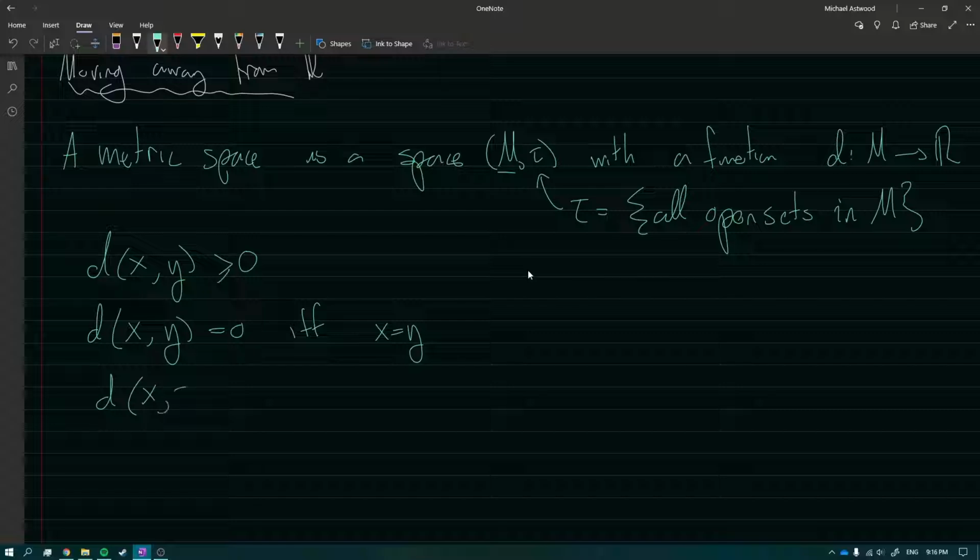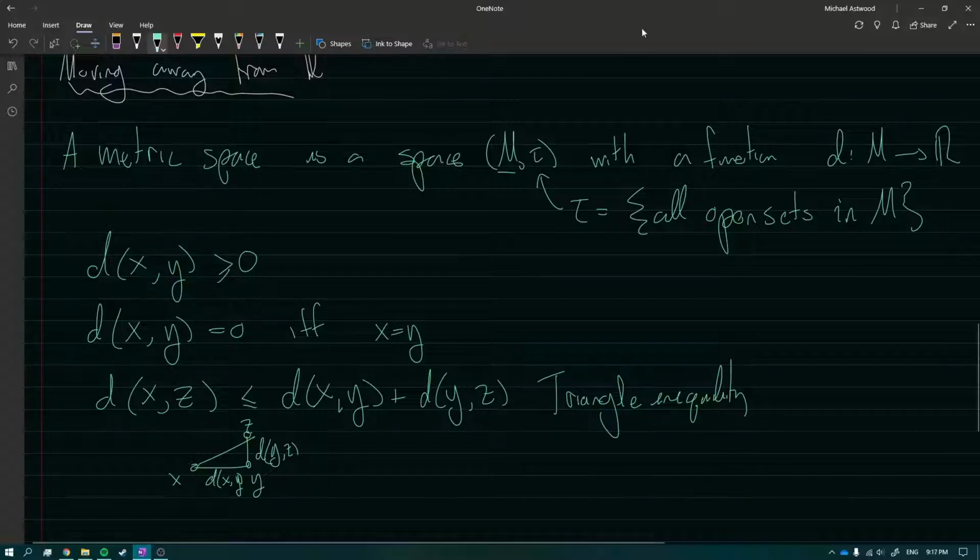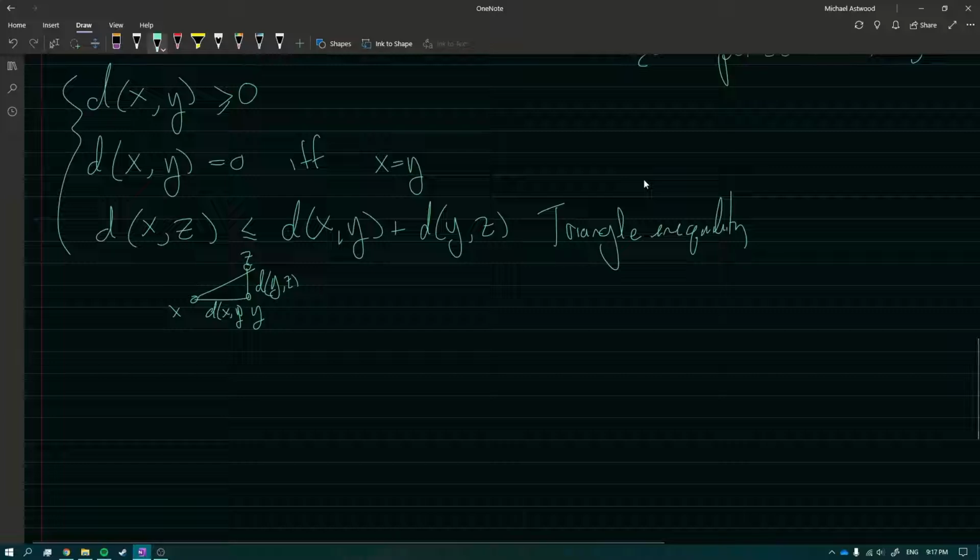So finally, it has to have the triangle inequality property as well. So d of x comma z. We can view this in this way. If you've got 3 points x, y, and z, the distance between x and z has got to be less than or equal to the distance between x and y plus the distance between y and z. So this is called the triangle inequality. So we saw this before in Rn. If you've taken any sort of course covering metric spaces, and now we're sort of extending it to general spaces.